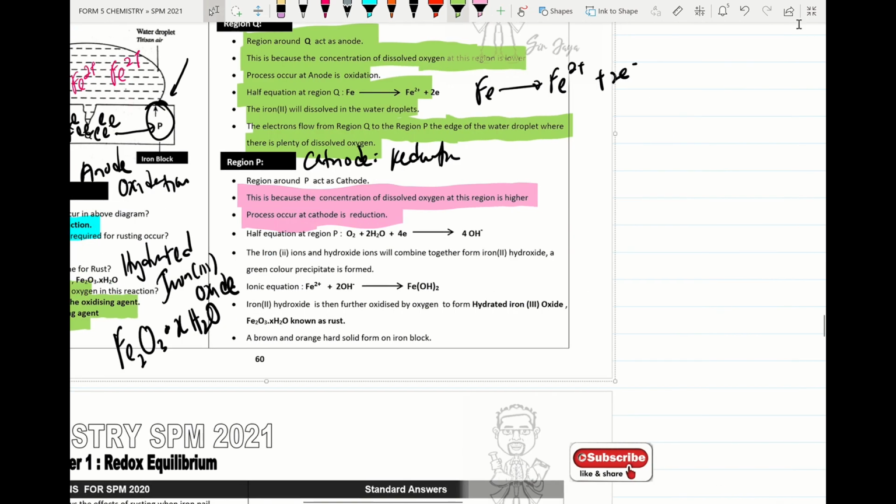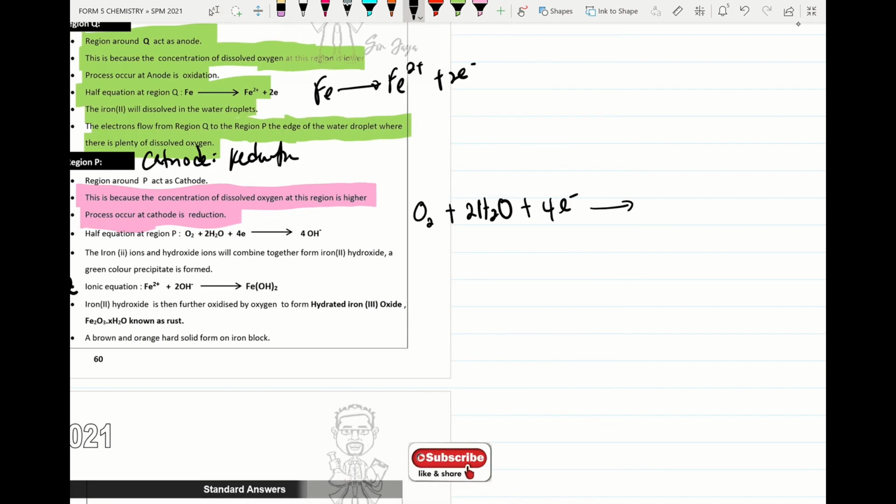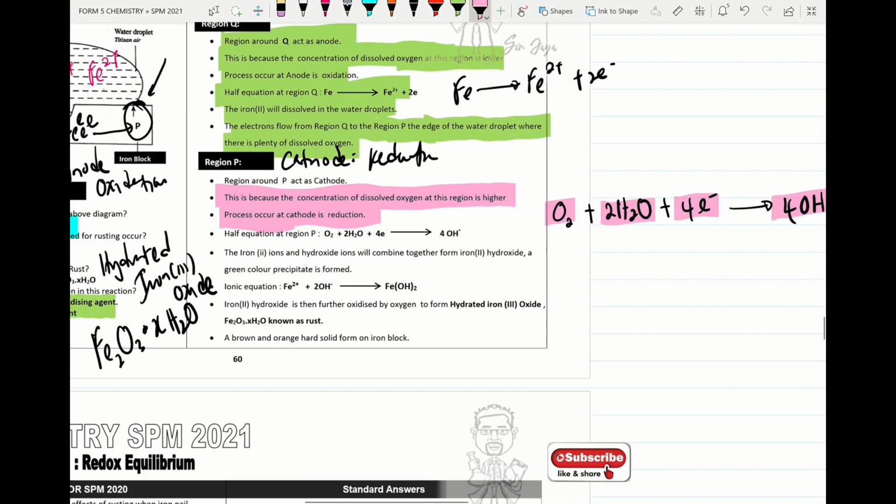So we need the basic condition, oxygen, and 2 water molecules. It will gain 4 electrons and produce 4 hydroxide ions. Please remember: 2 oranges and 2 glasses of water, 4 apples eaten by 4 orangutans. Please remember this one.